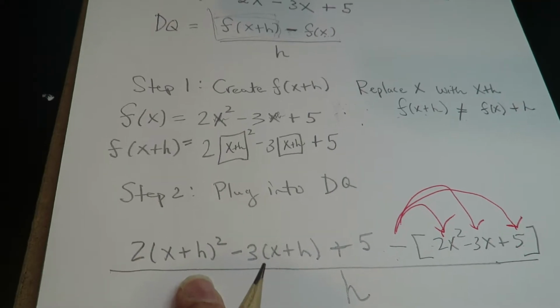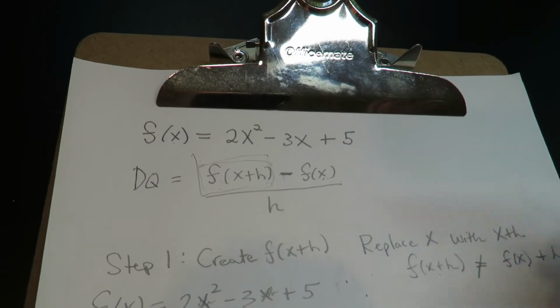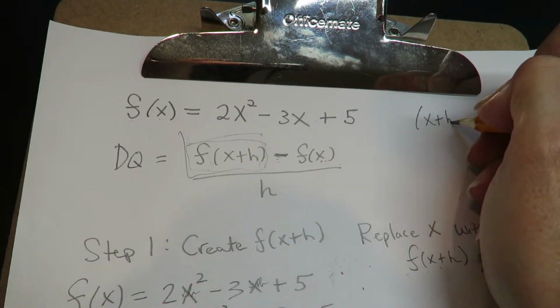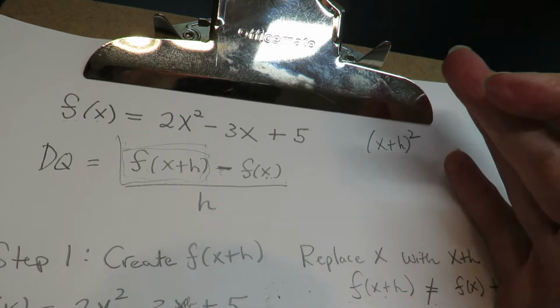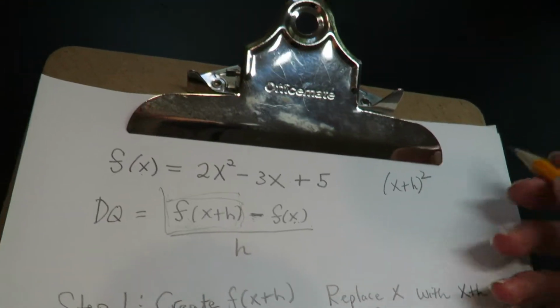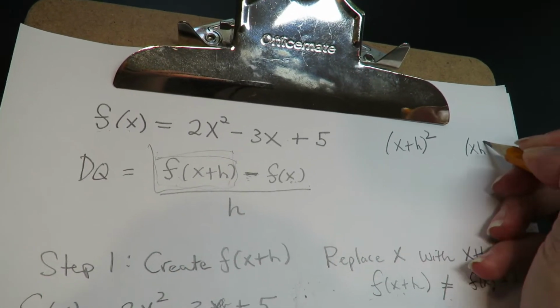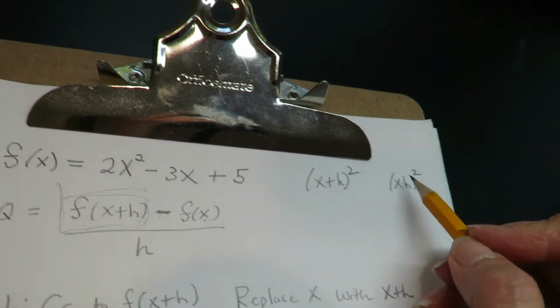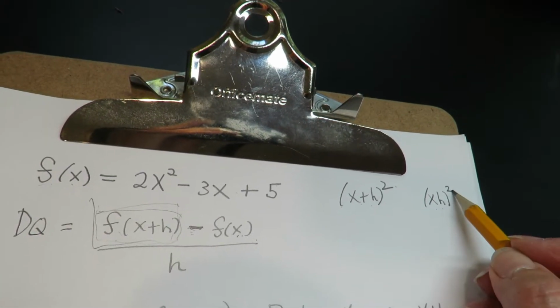All right, and one other little thing I want to point out is that when you square x plus h, you can't just throw it in. Like some people think this is this. Okay, so notice the difference here. This is x plus h squared. This is x times h squared.